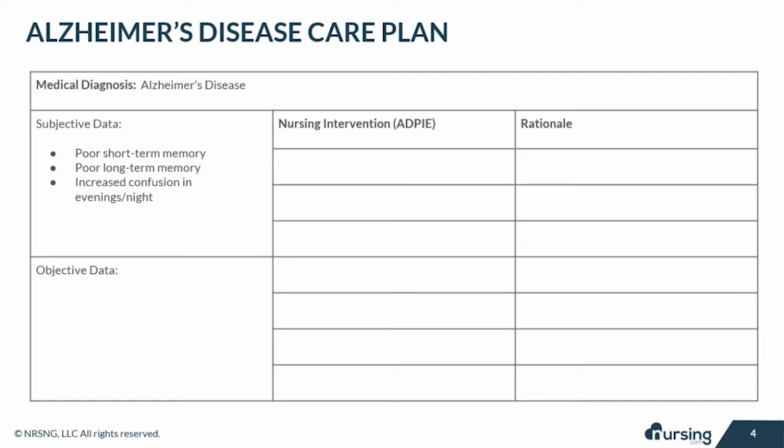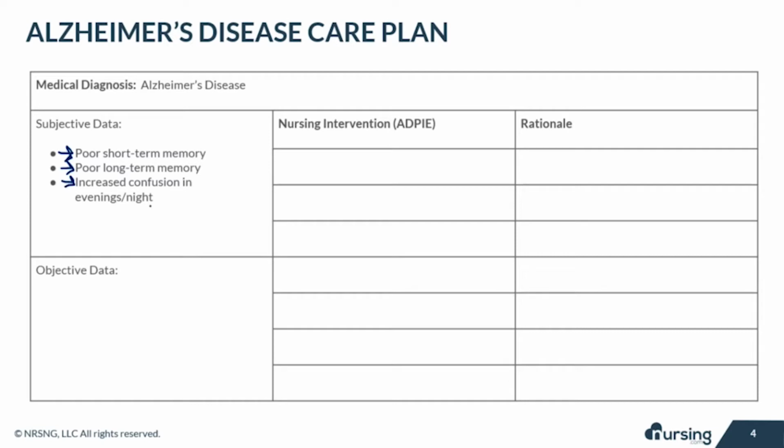So the patient with Alzheimer's disease is going to experience some poor short-term memory. This usually happens before the long-term memory loss, and this is things like forgetting what they ate for lunch. And this is due to the changes in the brain. The patient will eventually experience poor long-term memory where they can't remember, for example, childhood memories. And again, that's because of the changes in the brain.